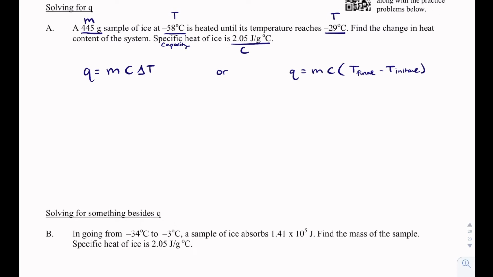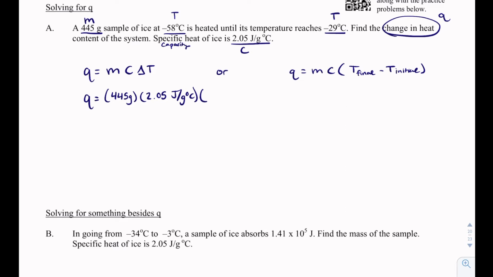Okay, we're going to plug in what we know. We know that we are solving for the change in heat, and that is Q. I always like to underline what I'm given, circle what I'm trying to find. So Q is not known. The mass that we are given is 445 grams. The specific heat that we're given is 2.05 joules divided by grams degrees Celsius. And then our delta T is our final temperature minus our initial temperature.